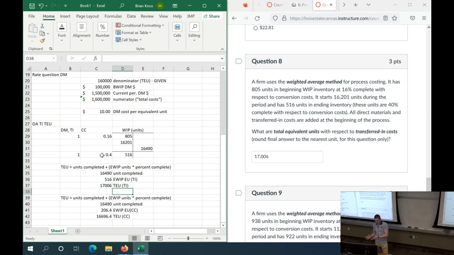And by rule, we're considering all the ending WIP 100% complete with respect to direct materials and with respect to transferred in costs. And we've estimated that the conversion process is 40% complete in our department.